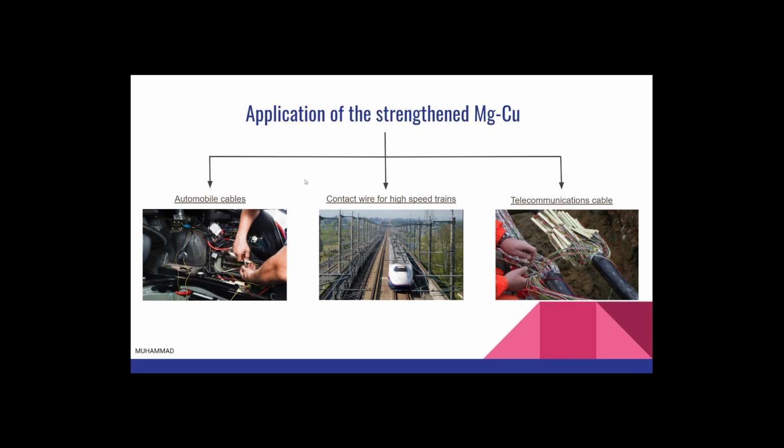Because of the increased strength and toughness of the MgCu, the strengthened MgCu is used in situations or environments that require higher strength to avoid failures. Some of them include automobile cables, contact wire for high-speed trains, and telecommunication cables.